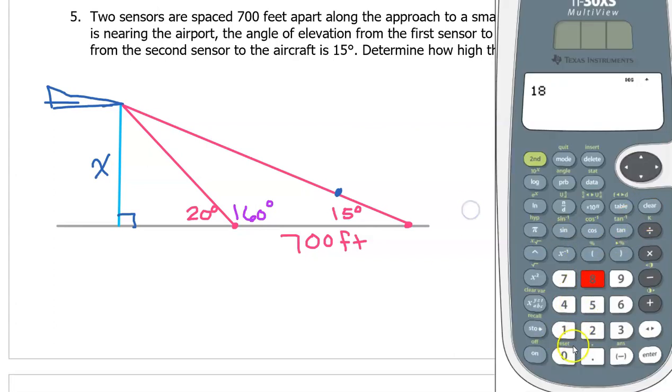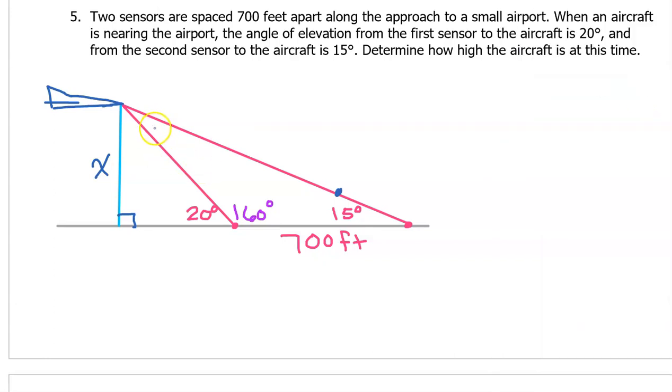So I can do 180 minus 160 minus 15. A very small angle indeed, 5 degrees. So this is a teeny tiny 5-degree angle. But there you have it. So now I want to find the length of this side. I'm going to go ahead and call this y.